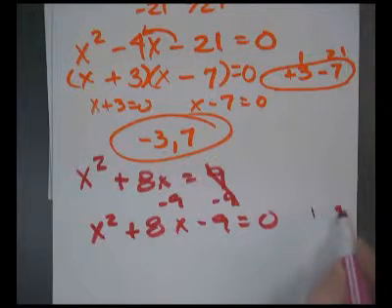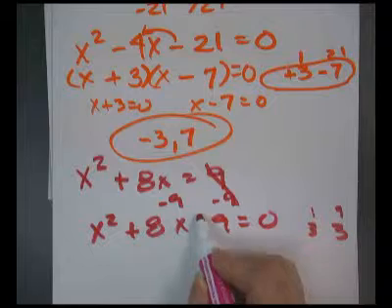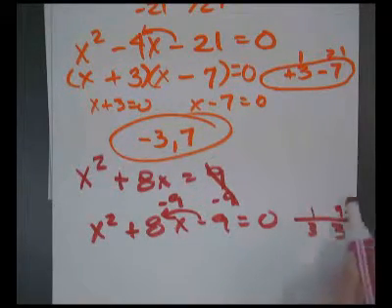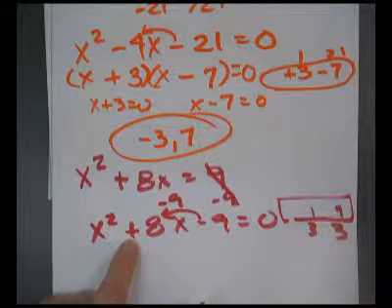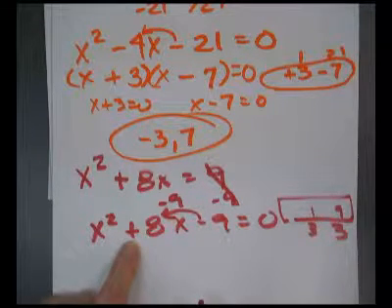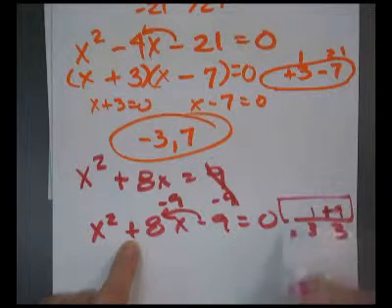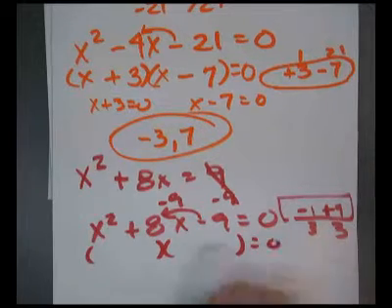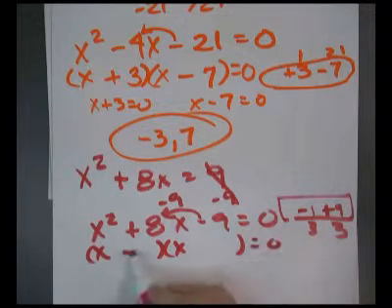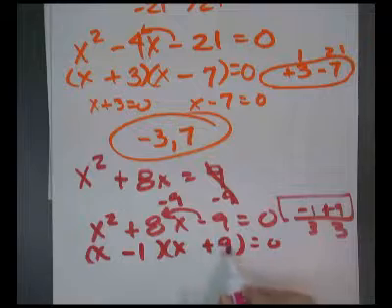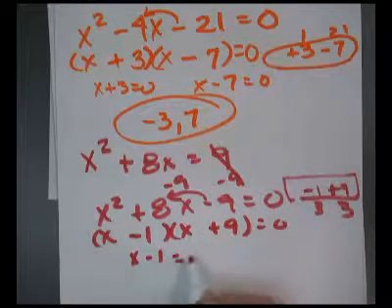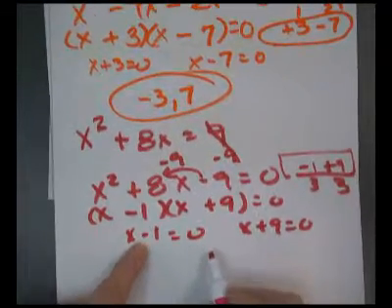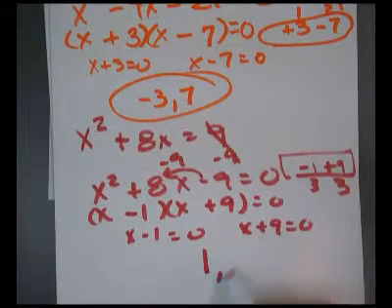You got 1 times 9 or 3 times 3. Does either one subtract to give you 8? 1 and 9, and we need a positive 8. So positive 9, 9 minus 1. 9 needs to be positive, right? So we have a negative 1 and a positive 9. Setting each factor equal to 0, we have the answers what? 1 and negative 9.